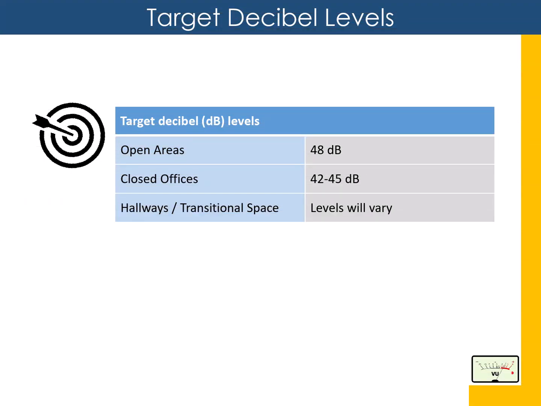Reviewing target decibel levels. Open areas, target 48 decibels. Closed offices, target between 42 and 45 decibels. Hallways or transitional spaces, your levels will vary. Keep in mind the goal is to not have hot spots or cold spots. Give your full attention to the transition from an office to an open area, from an open area to a hallway. Anytime you are moving from one space to another, the sound masking should not be noticed.